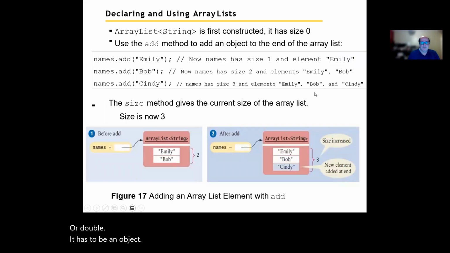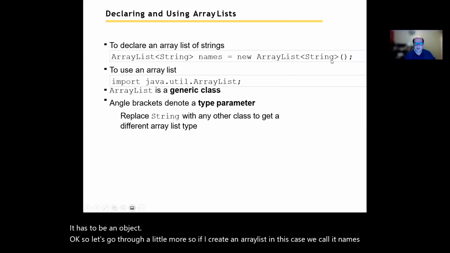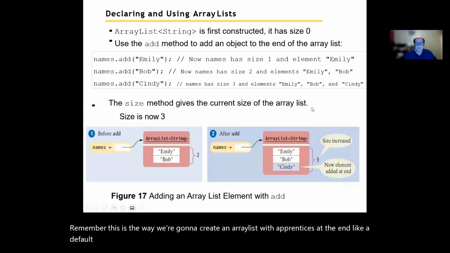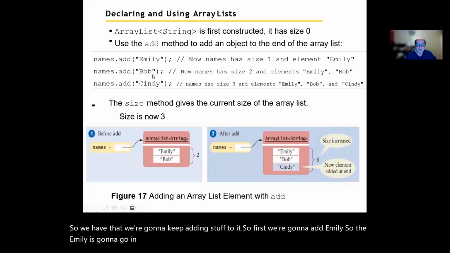Okay, so let's go through this a little more. If I create an ArrayList, in this case we called it names. This is the way we create an ArrayList, with the parentheses at the end, like a default constructor. We're going to keep adding stuff to it. First we're going to add Emily, so Emily goes in there. Then we're going to add Bob.